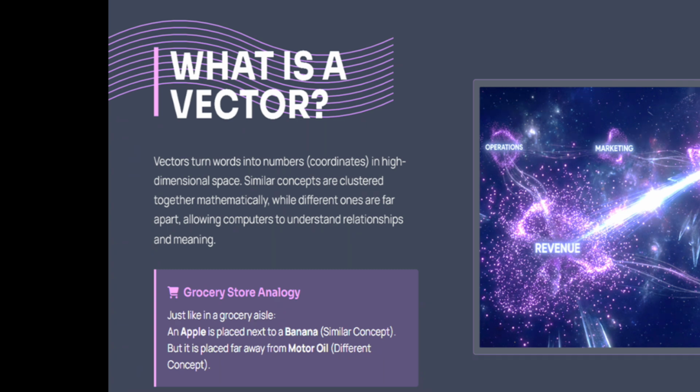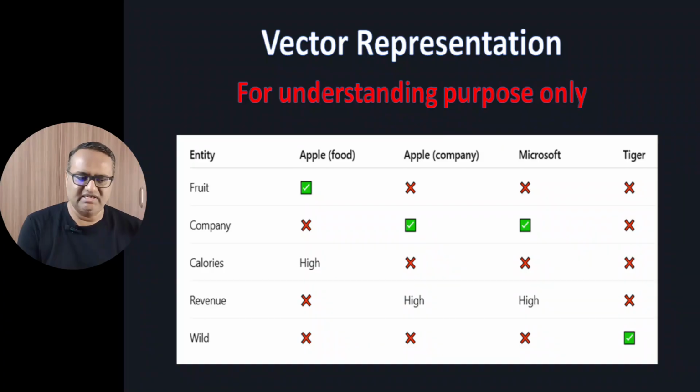So let's go to the next slide to get a little more clarity on how exactly the concept of vector works. Say this is a vector representation. As I explained earlier, take one example: a disappointed customer, an angry customer, an unhappy customer. All three meanings are the same. So grouping them together based on meaning is what we are trying to achieve here.